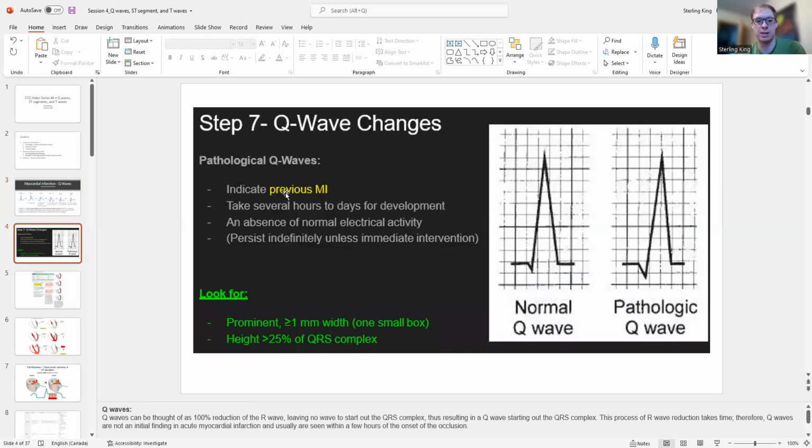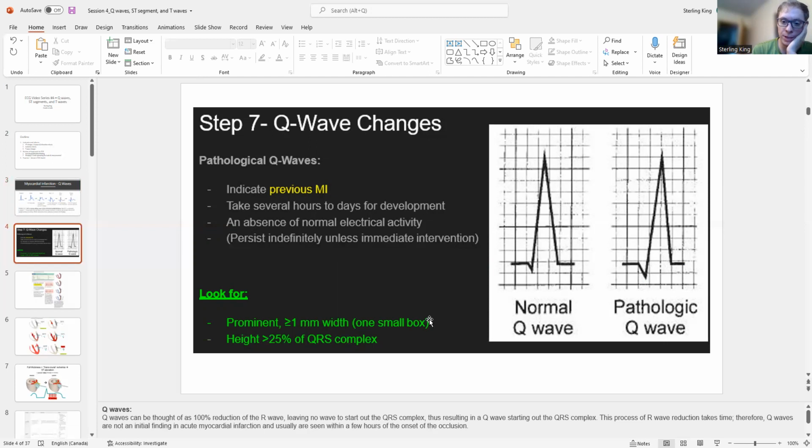So Q wave changes. What a Q wave means is that there was a previous MI. It's not the current one, unless it's done, but anyways, it means that piece of heart tissue is now dead. So it takes several hours to days for development. So you're not using it to look right away. Basically it's the change in electrical activity. I have some slides that actually show what that looks like. So there's the words for it, and I'll show you in a picture. Persistent definitely unless immediate intervention. Just because there is a start of a Q wave doesn't mean it's going to be there forever if you reperfuse the heart, but you need to do it quick.